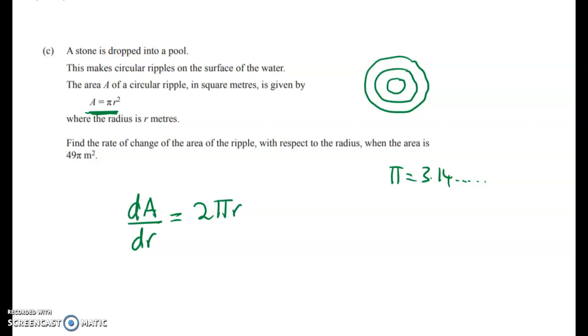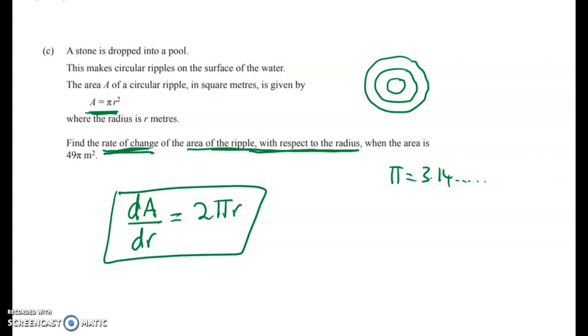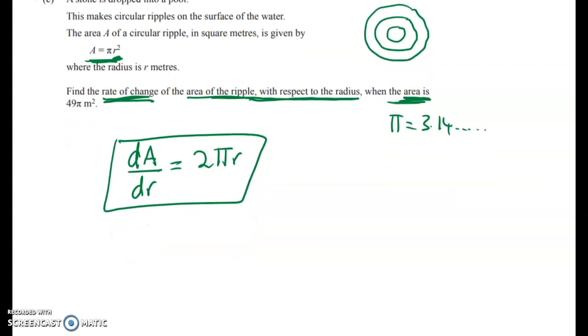It just sits in there, right? And here we're asked to find the rate of change of the area of the ripple with respect to the radius. So what that means is we started with our area formula, and we're saying when r changes by a little bit, what happens to the area? And we find that by differentiating. But this time, we're trying to find the rate of change when the area is 49 pi. So we're not told what value to substitute in here. We have to go back to here and work it out.